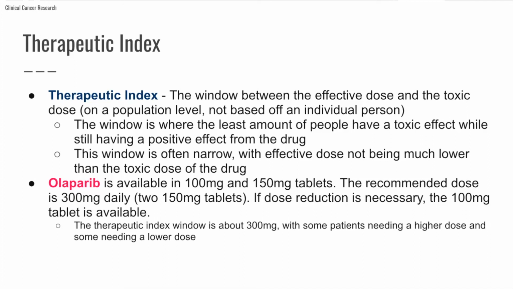Olaparib is available in 100 milligram and 150 milligram tablets. The recommended dose is 300 milligrams daily, or two 150 milligram tablets. If you're having too many symptoms from the drug, or it's not effective enough, the 100 milligram tablet is available to go higher or lower than that 300 milligrams.